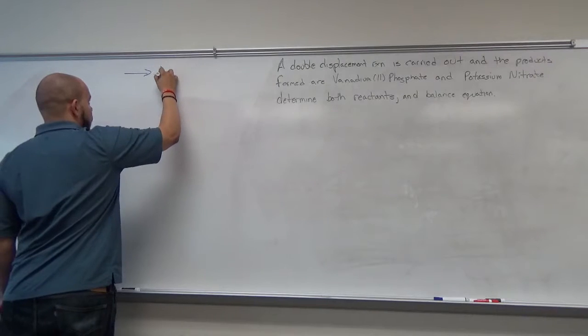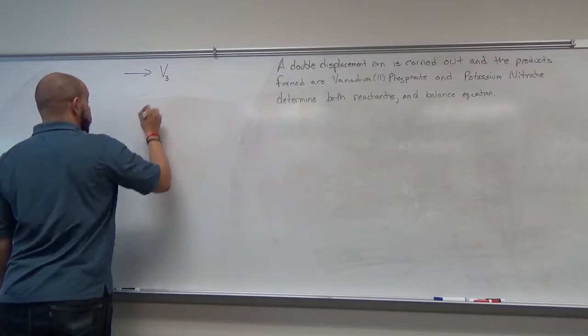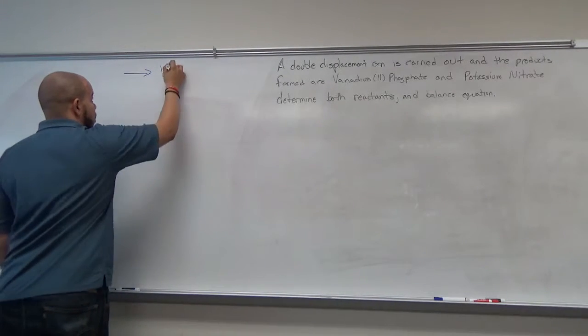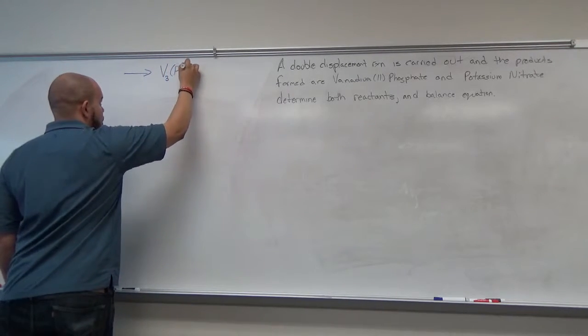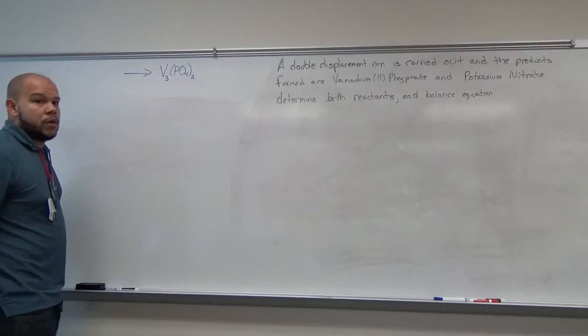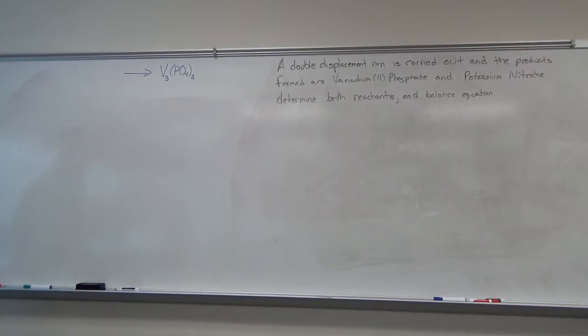So the 3, parentheses, PO4, 2. That's a good example of a tough one from nomenclature to formula. Now, phase.